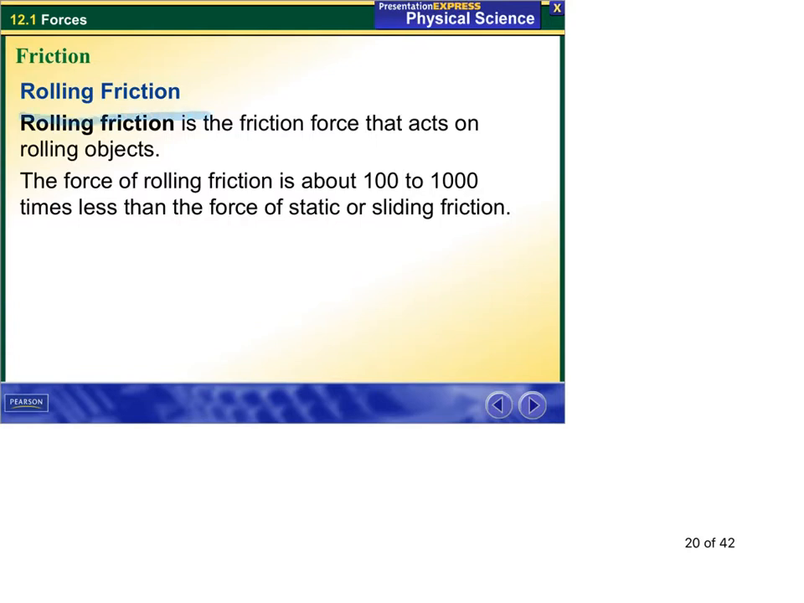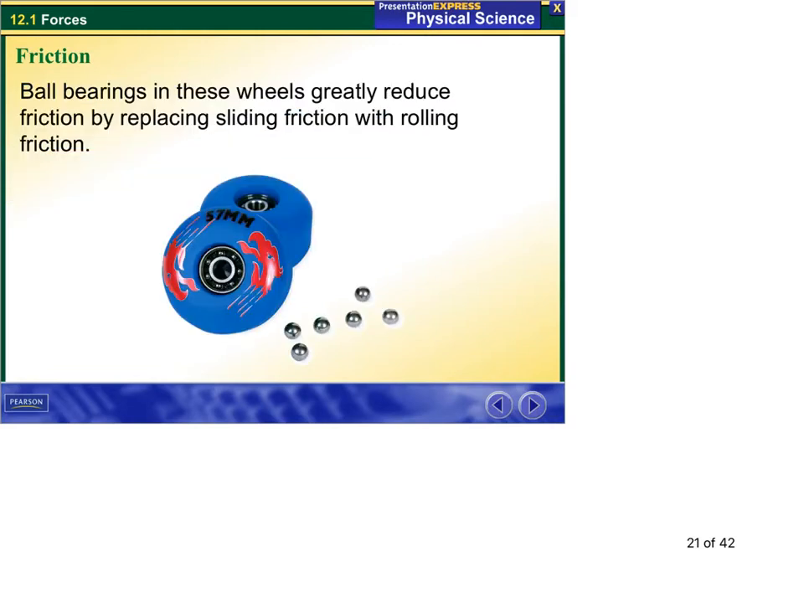Rolling friction, another type of friction, acts on rolling objects. Rolling friction tends to be much, much smaller than either static or sliding friction, usually in the neighborhood of 100 to 1,000 times less. That's why we put wheels under things. It makes them easier to move. There's less friction between the wheels and whatever surface we're on than the object itself and the surface. So with rolling friction, much less, it makes it easier to move.